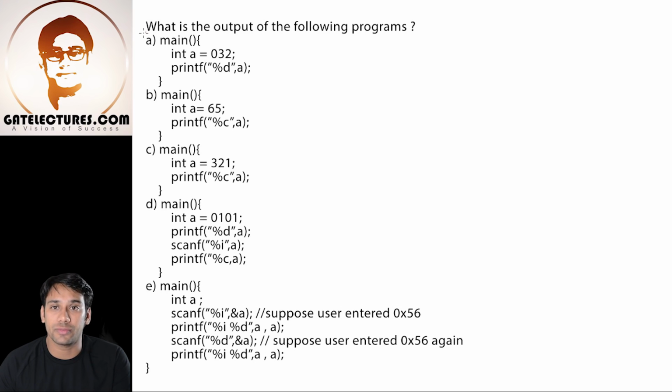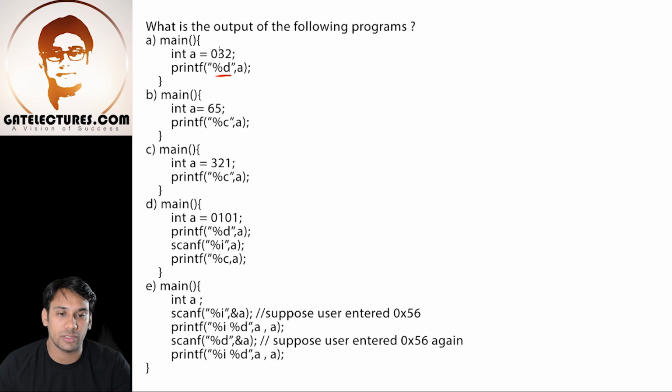So consider these programs. We have to find out what is the output of these programs. The first program is int main, int a is equal to 032, and we have a printf statement, and this printf statement is printing this output in %d, right? This kind of program looks very easy, but there's a trick here.